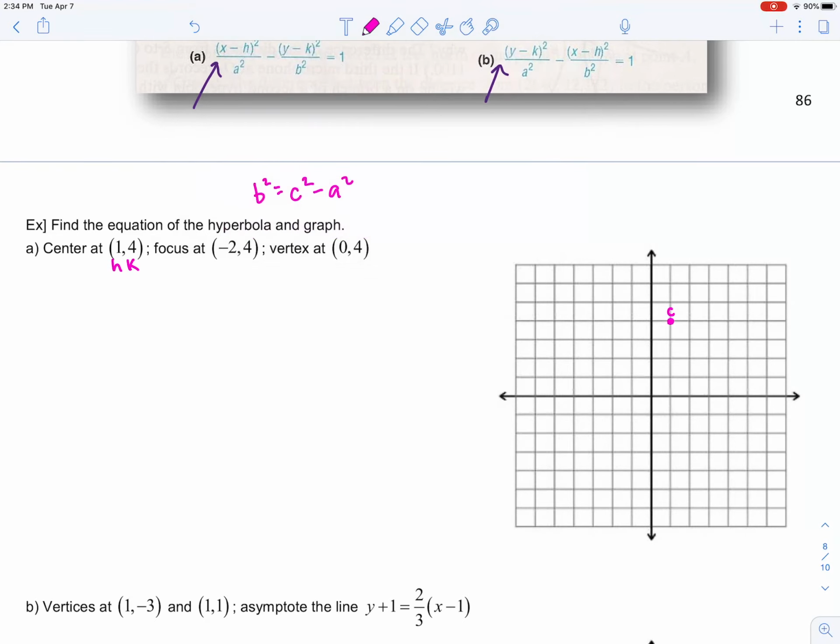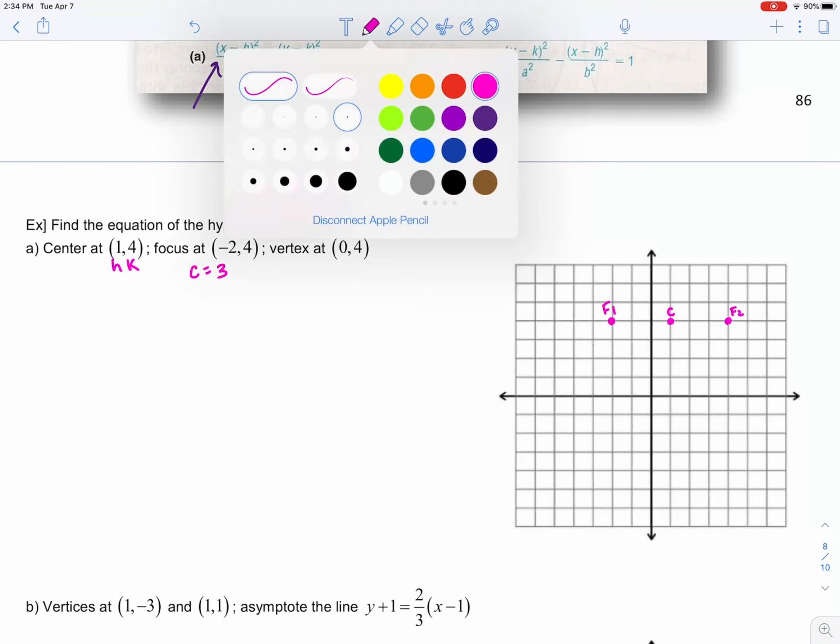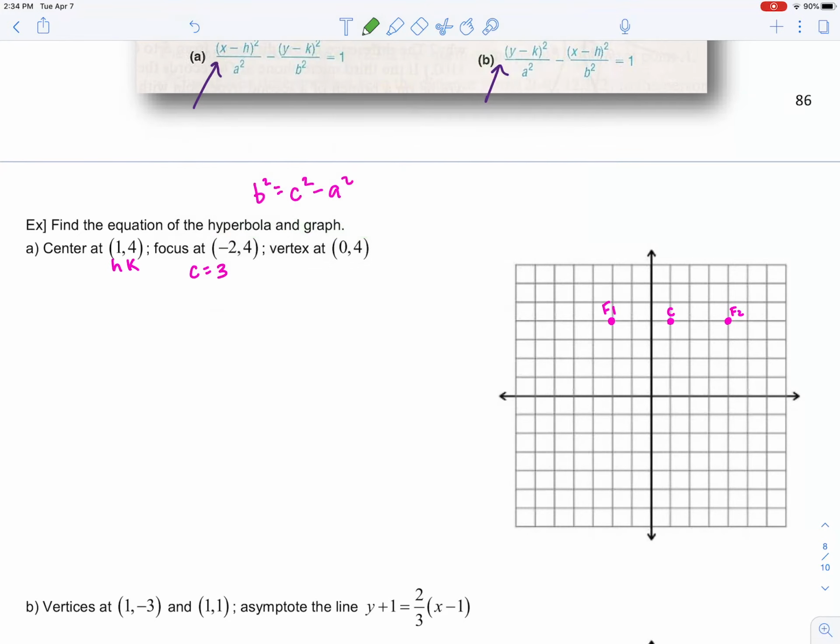I also have a focus at negative 2, 4. So that focus is 3 units away from the center. That's telling me the c value already is 3, and that another focus will appear 3 units on the other side. Okay, the vertex, which actually is a point that lies on the hyperbola, is 0, 4.